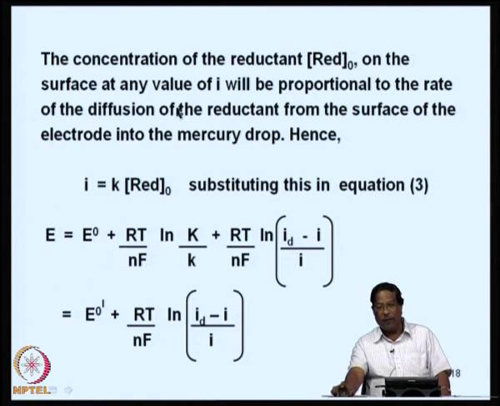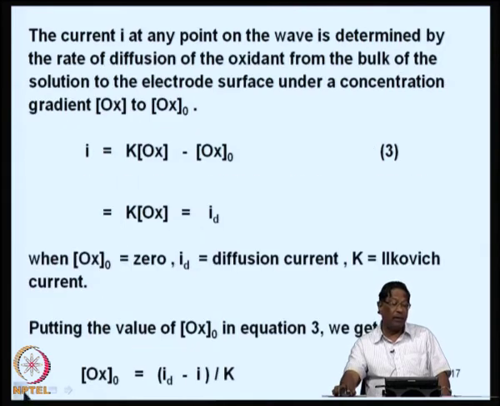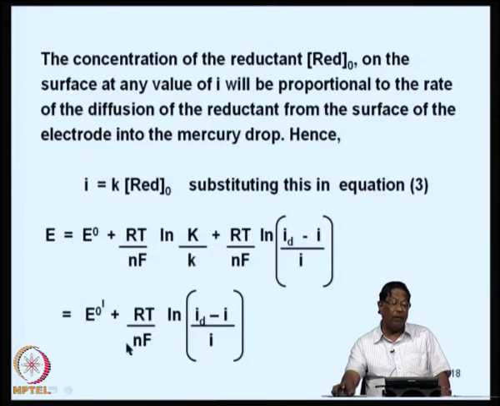So, I can write I is equal to K into reductant at the mercury surface. Now I have the reduced species and the oxidized species from the previous slide, so I am going to put these values into the same equation. So, E naught plus RT by nF ln K by k, where one is capital and the other is small, just to differentiate between the reduced and oxidized species, plus RT by nF ln of (Id minus I) upon I.